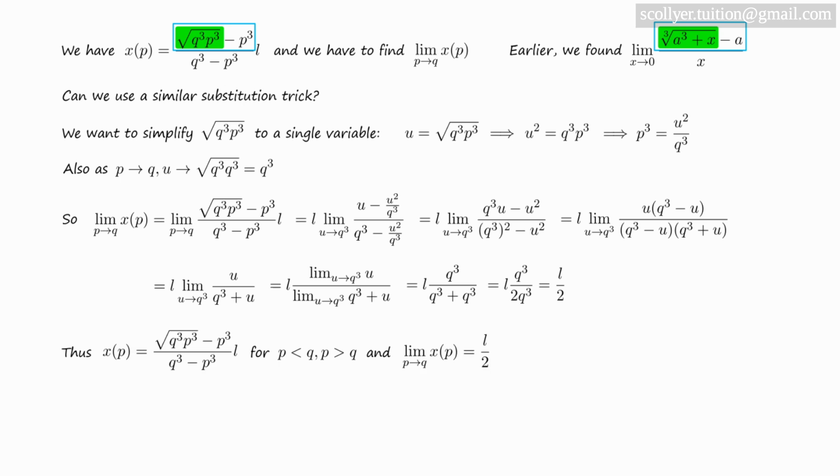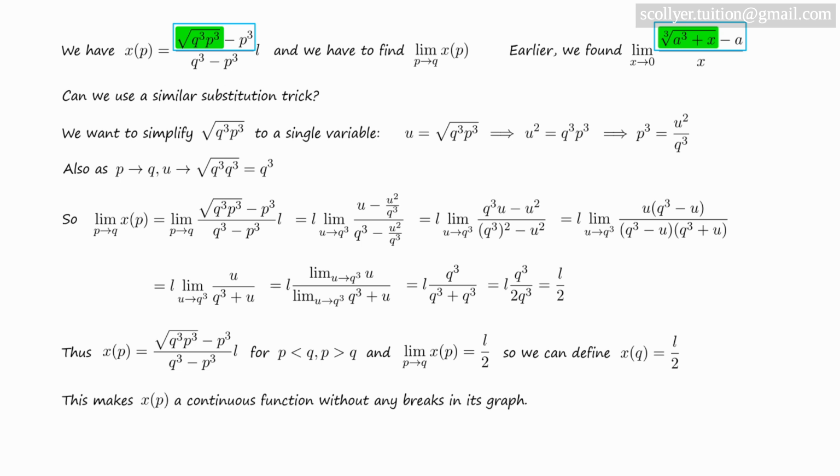So we have that x of p is given by the formula shown for p less than q and p greater than q, and that the limit as p tends to q of x of p equals L over 2. And this means that we can define x of q equal to L over 2. So recalling that x of p is undefined at q, by setting x of q equal to L over 2, we essentially fill the gap. We remove the point at which the function is undefined.